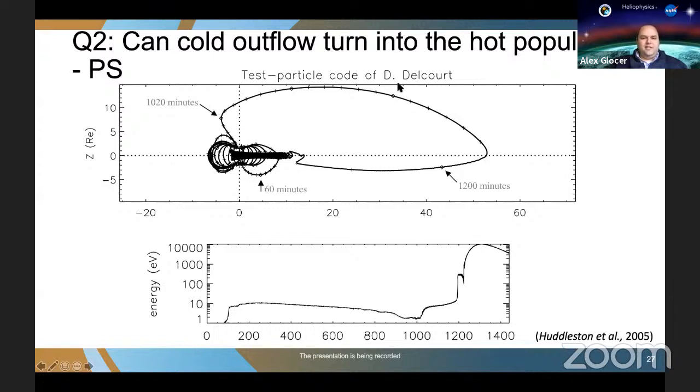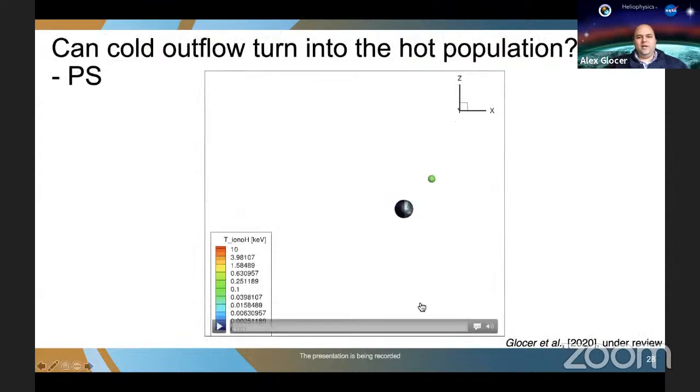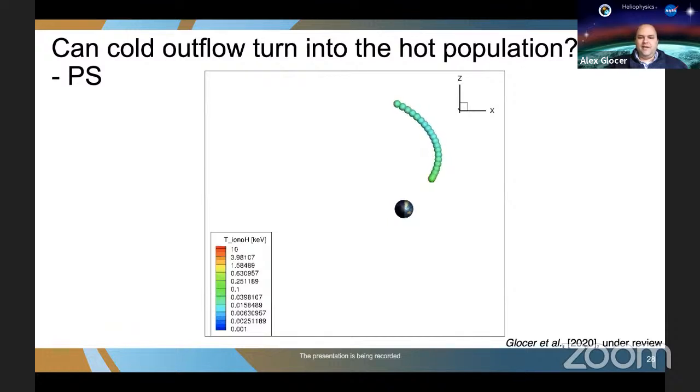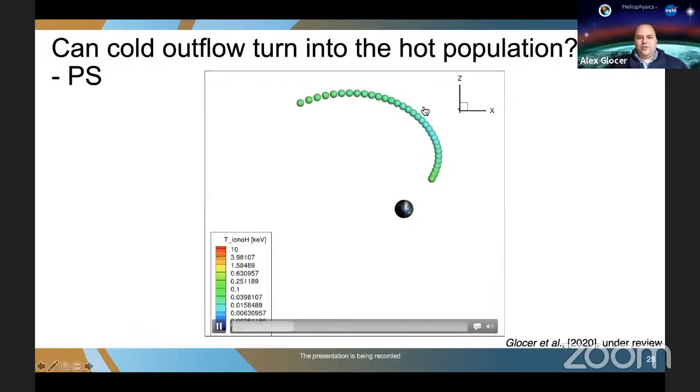This was a study done with test particles, but you can actually get a very similar picture in the multi-fluid simulations as well. Here I took the multi-fluid simulations and started launching particles. Now, these aren't true particles. This is more like dropping corks into the stream, and they're following the flow of the ionospheric H+ population. I color coded the surface of each of these corks with the temperature of that population.